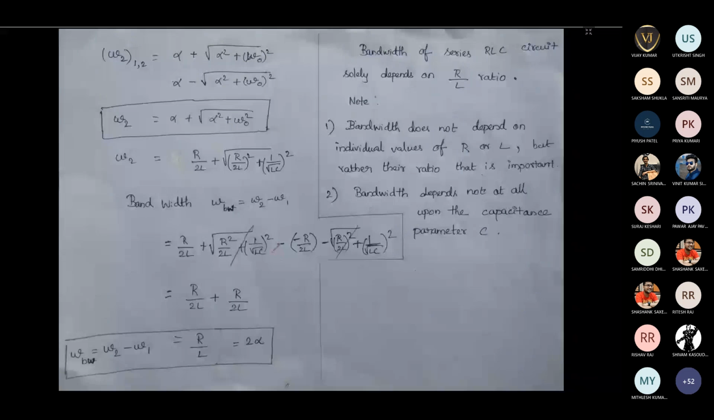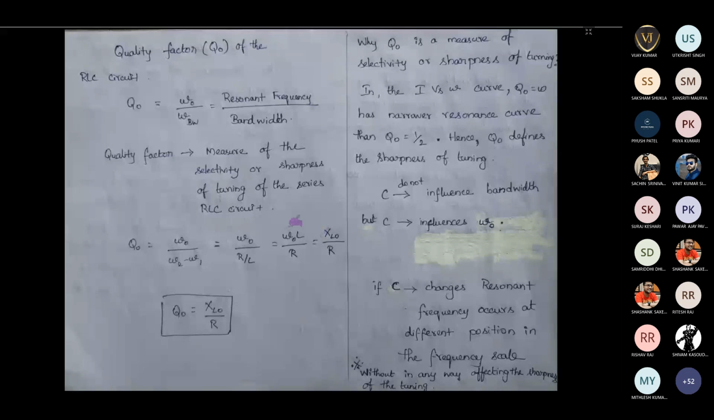This is omega naught L divided by R. This is called the quality factor. This quality factor defines the sharpness of the signal. If the sharpness is very less, then you will have a more accurate signal at that particular frequency. Consider a signal like this. In this signal, the sharpness is less compared to this signal. Consider that I am having another signal.